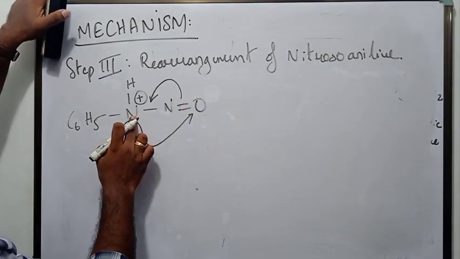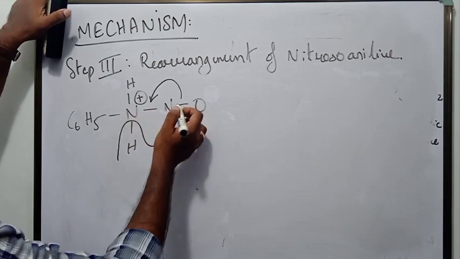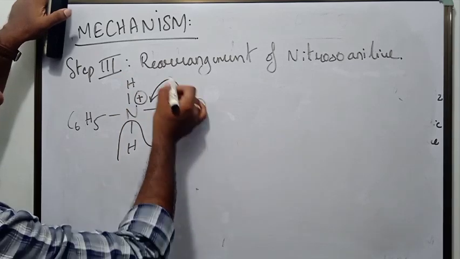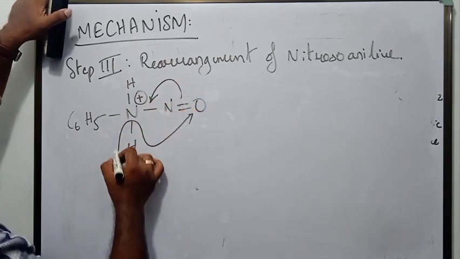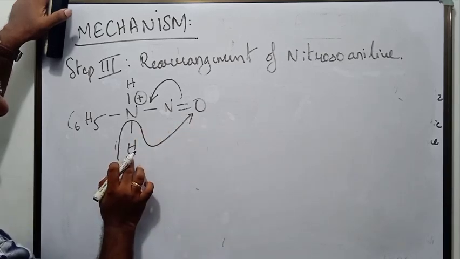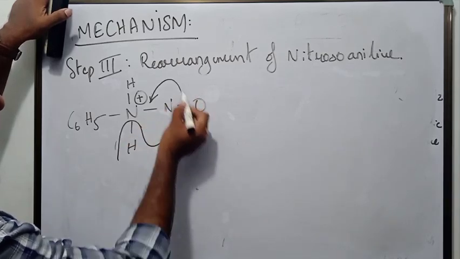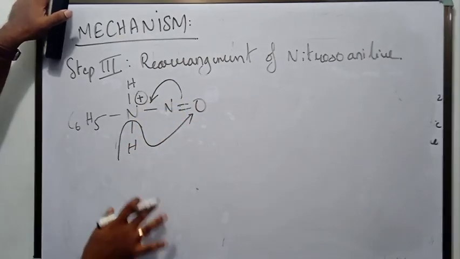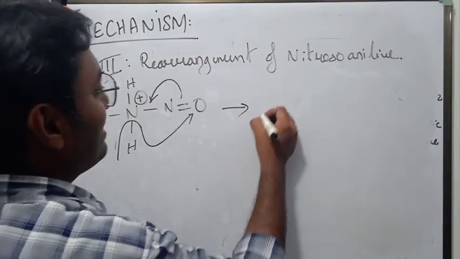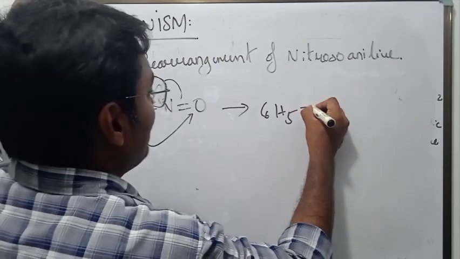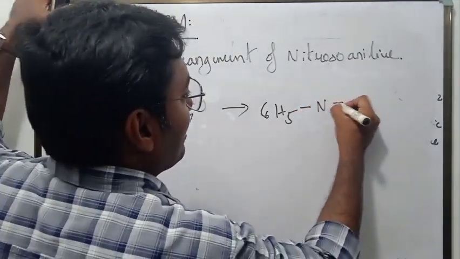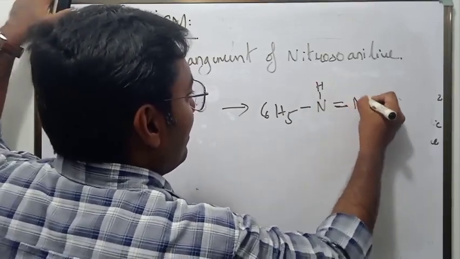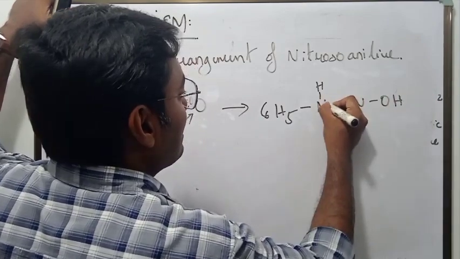But this nitrogen doesn't have any effect, because why did it gain an electron pair? To remove a positive sign. The gain of the electron pair here is cancelled by the loss of the electron pair here. So overall this nitrogen doesn't have any effect. It is still positive. So what we get is C6H5N, and a double bond here. The H is still here, and a double bond here, NOH. This nitrogen is still positive.